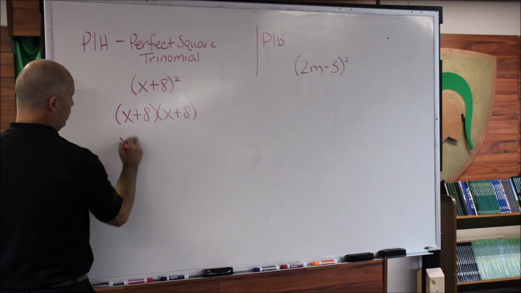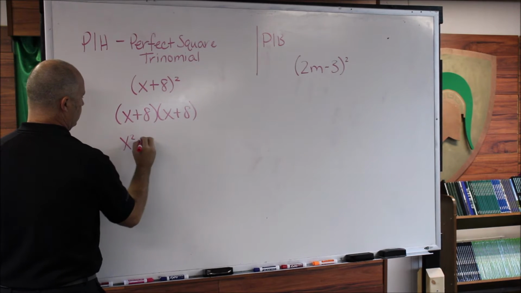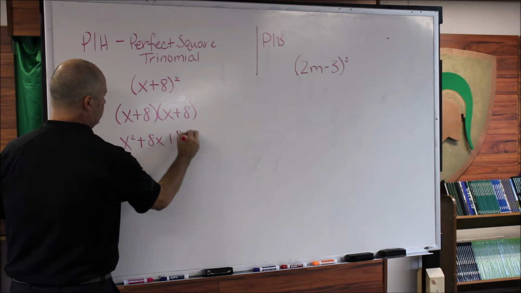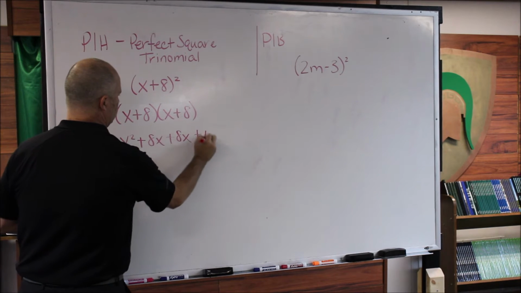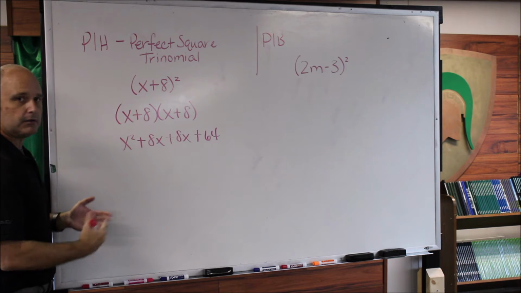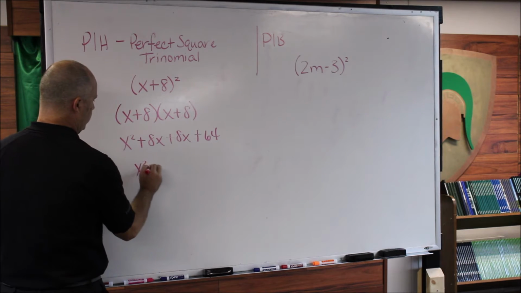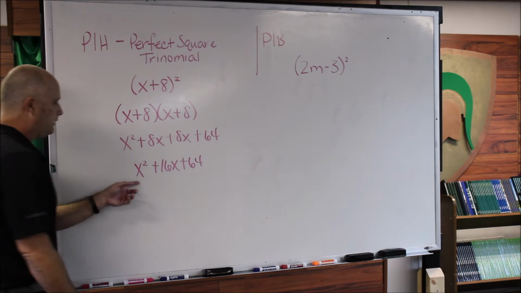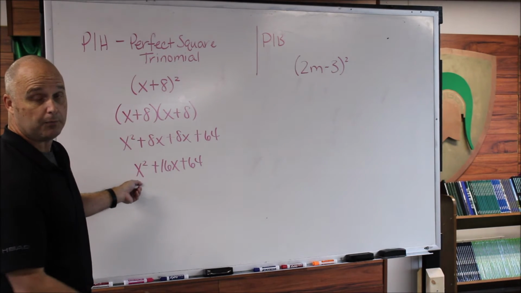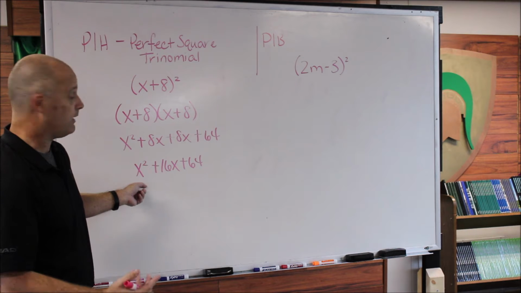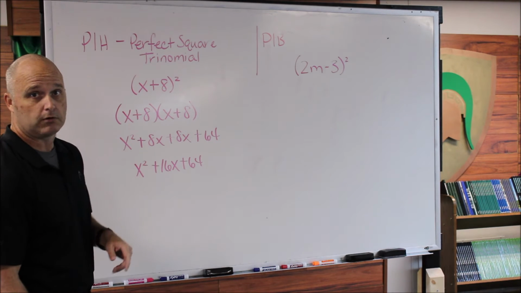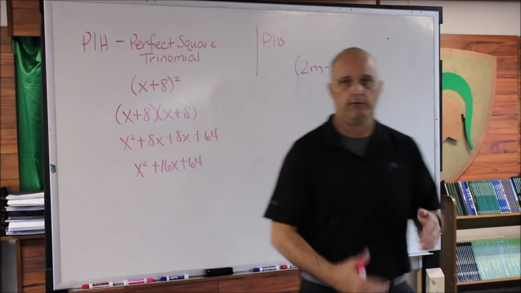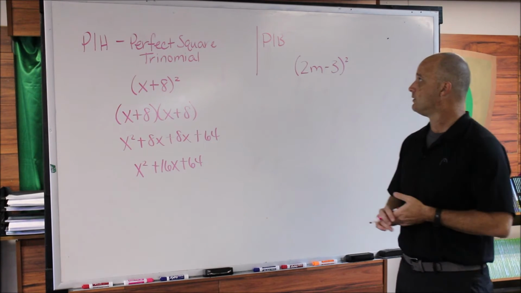X times x is x squared. X times 8 is 8x. 8 times x is 8x. And then 8 times 8 is 64. So at this point, combine like terms, and you get x squared plus 16x plus 64. You can see that this x squared is a perfect square. If we take the square root of x squared, we get x. If we take the square root of 64, we get 8. So that's going to be something that you want to keep in mind as we move into later sections.